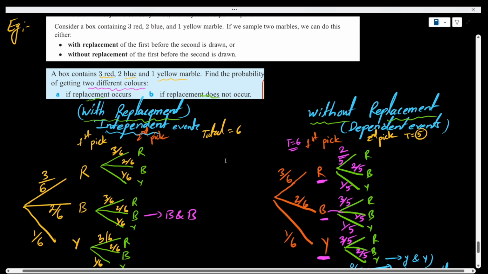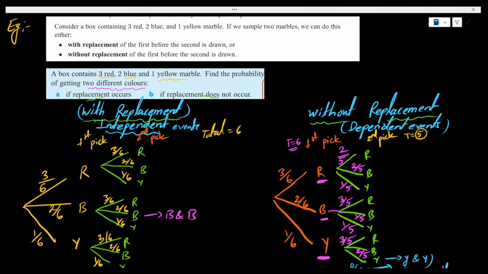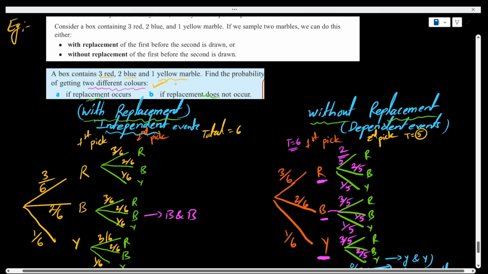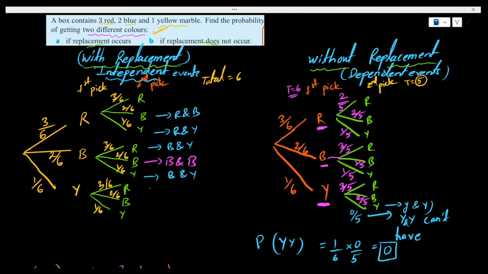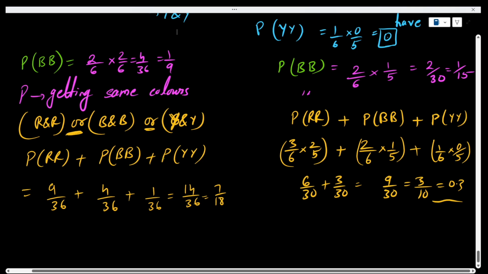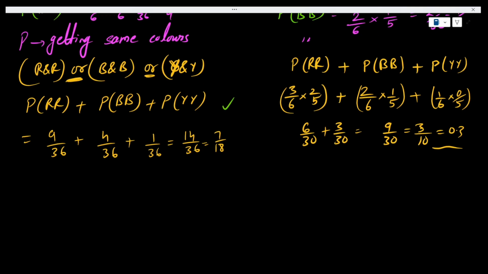Now what happens here? The question says both should be of different color. Different color means both the marbles cannot be the same color. So what can be the possibility? Red and blue, then red and yellow, then blue and yellow, right? The same outcomes will be there for with replacement and without replacement, in both yellow and red, then it can be yellow and blue, then yellow and yellow, which we cannot take. If both the marbles are not the same color, then they will be different in color. So what is the probability here?